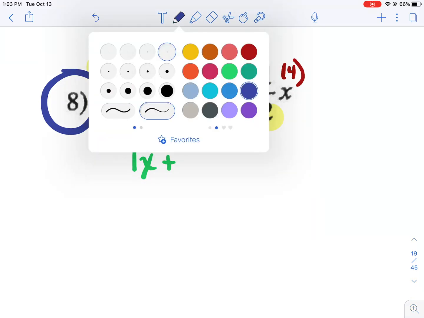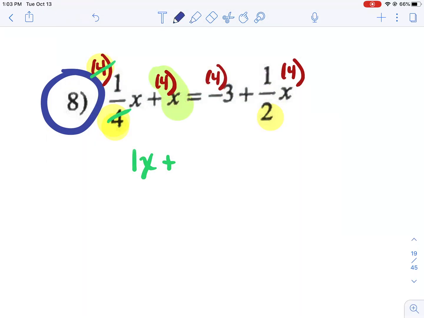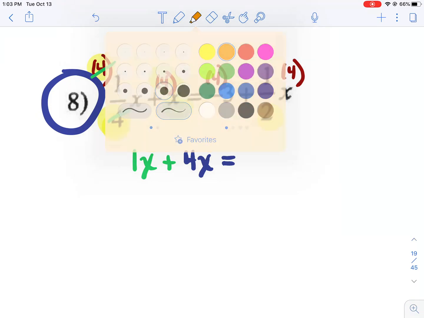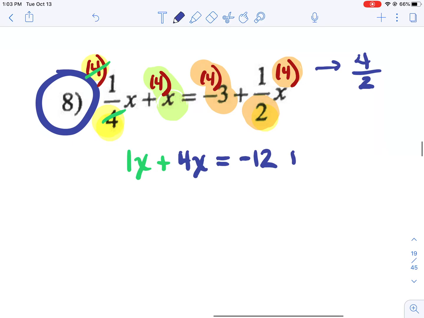Let me choose a different color so you guys can see better. Now we have this 4x here. So 4 times x is just going to be plus 4x equals, again, let's not lose track of where we're going. 4 times -3 is going to give us -12. And then same thing here. I have 2 and 4. Really what this is saying is 4 divided by 2, which, don't forget our plus sign, is going to be 2x. So now, let me make this in blue too so it's all the same.